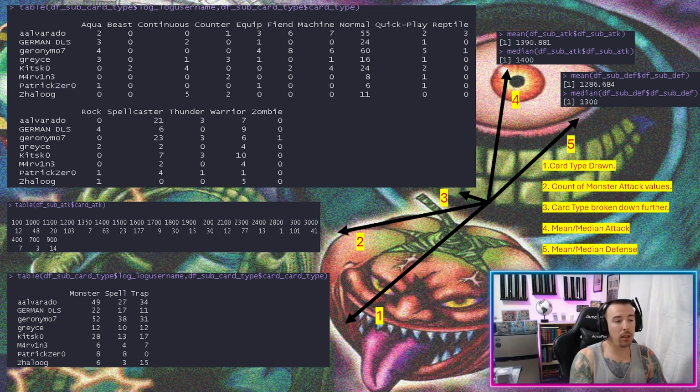The biggest thing at the top left, like I was saying, is where it says normal. That's a normal trap or spell. I could go further and subset it down to show normal trap, normal spell. But for this instance, it was just easier to leave it as is.